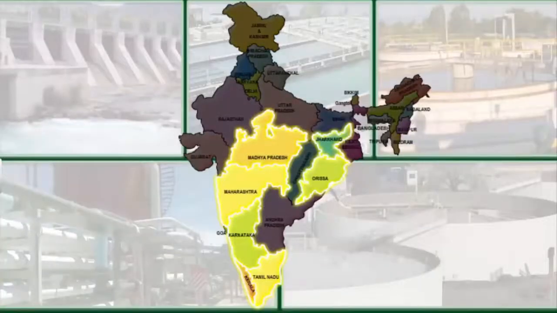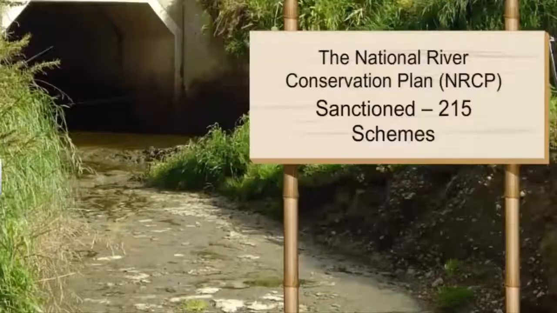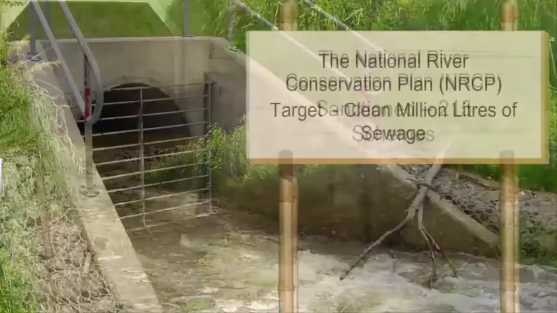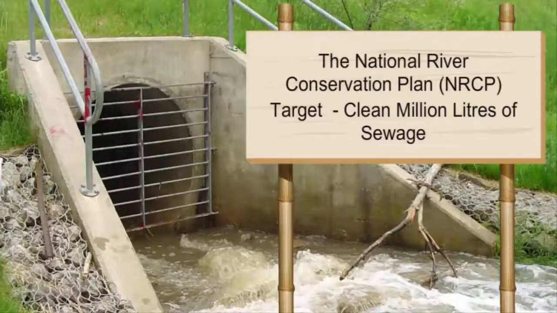Under this action plan, pollution abatement works have been taken up, and so far a total of 215 schemes of pollution abatement have been sanctioned. The action plan includes targeting 1 million litres of sewage, which is to be intercepted, diverted from the rivers and then treated.